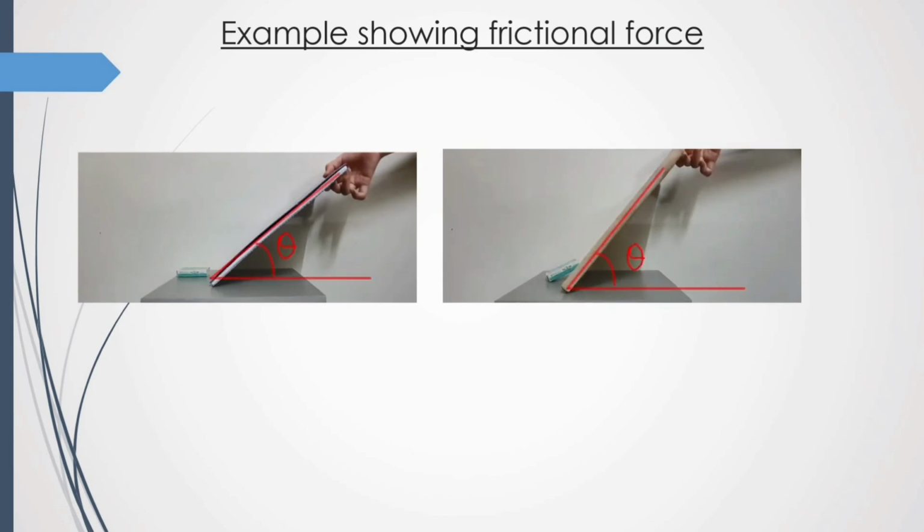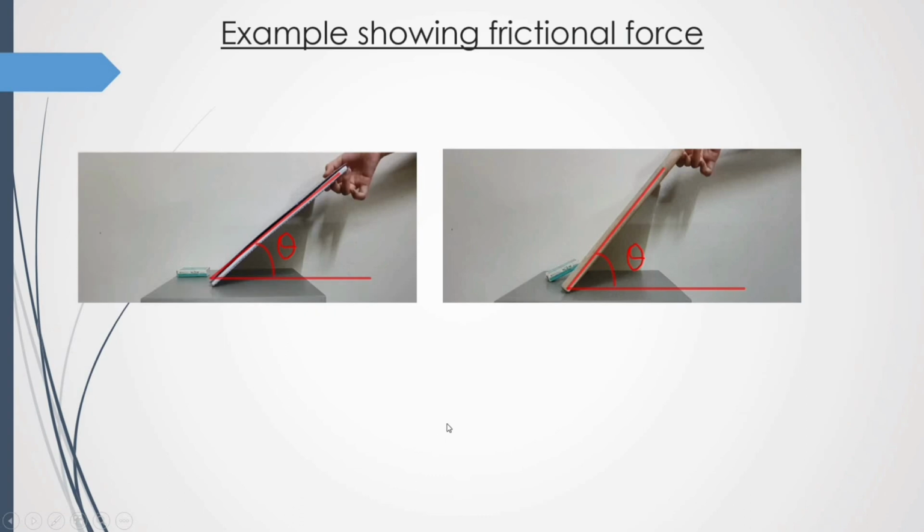As you can see, the object on the smoother surface slides down first, and the one on the rougher surface slides down after. When the object starts to slide down, the angle between the exercise book and the table is smaller compared to the rougher surface. The angle here is larger, and the angle here is smaller.